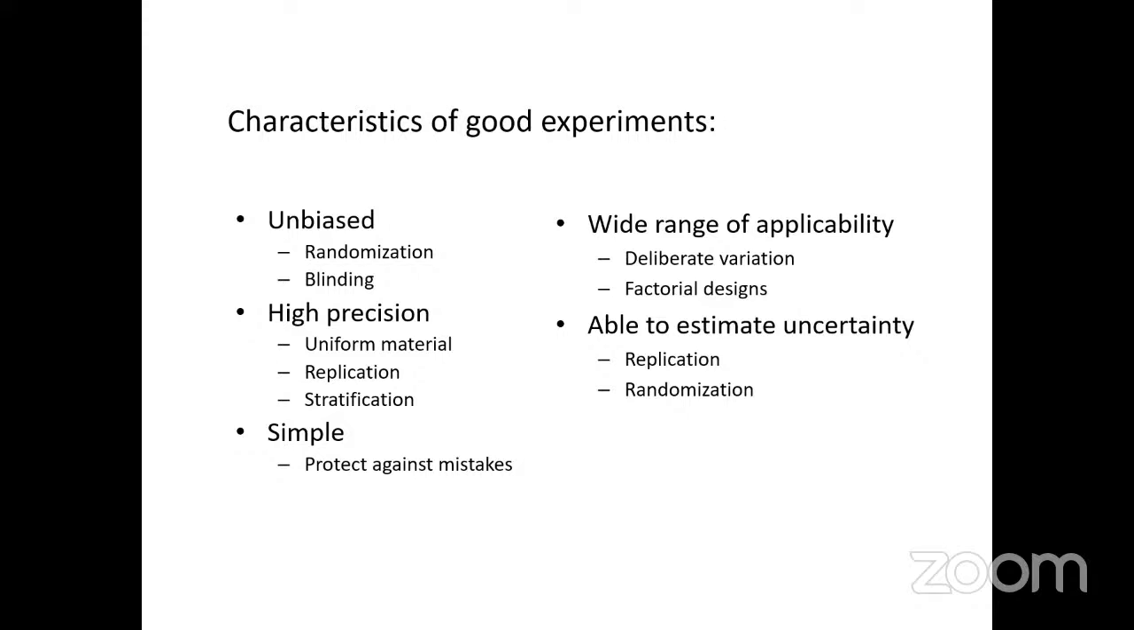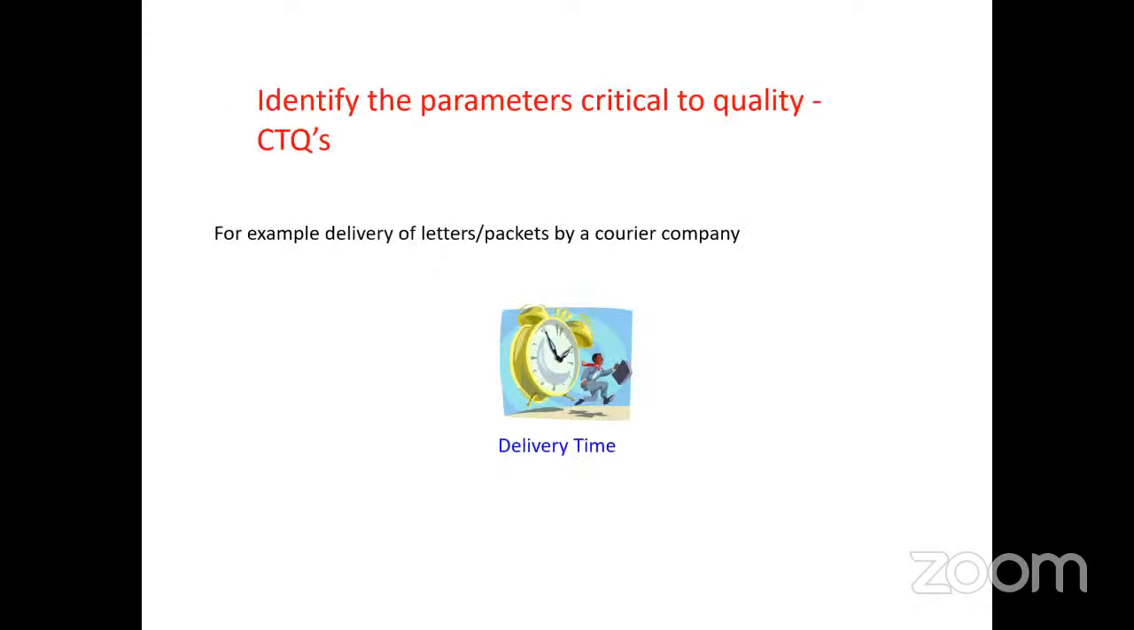So before vaccine trials, they would have done all these actually. And then we should also be able to estimate uncertainty. We should be able to tell that whatever results I get, it will be within this plus or minus 3% or plus or minus 5%. Okay, that is also very important. So this is how good designs are done actually.